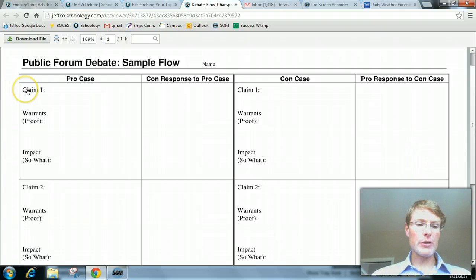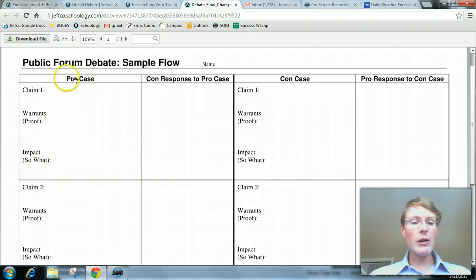So here's the way it works. If we go down, we see claim, warrant, impact. I kind of think about that as point, so a claim the same as a point. Evidence would be warrant or proof, and analysis. We've talked a lot about point, evidence, analysis this year. Think about it in those terms. Here's the point, here's the evidence, and here's the analysis. In other words, the so what.